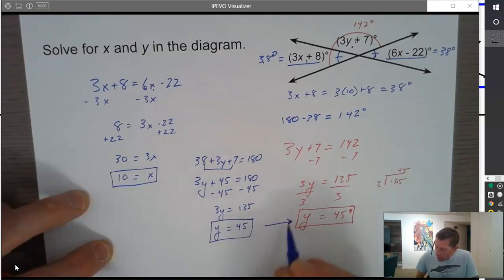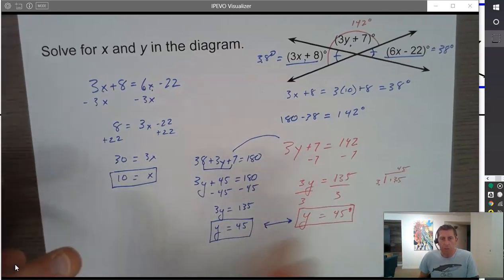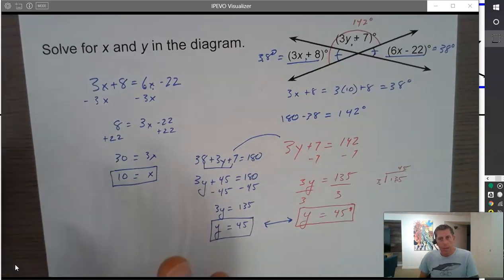So since we got the same answer, we know that we did it right. But this is just two different ways to solve for y. Just wanted you to see that, not one specific way. There's a couple varieties that we can do in here. Okay, that's the end of 2.4.